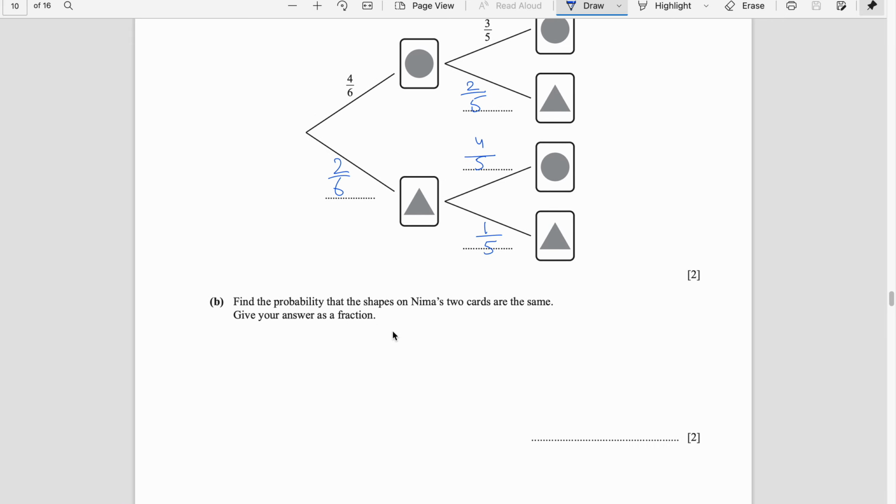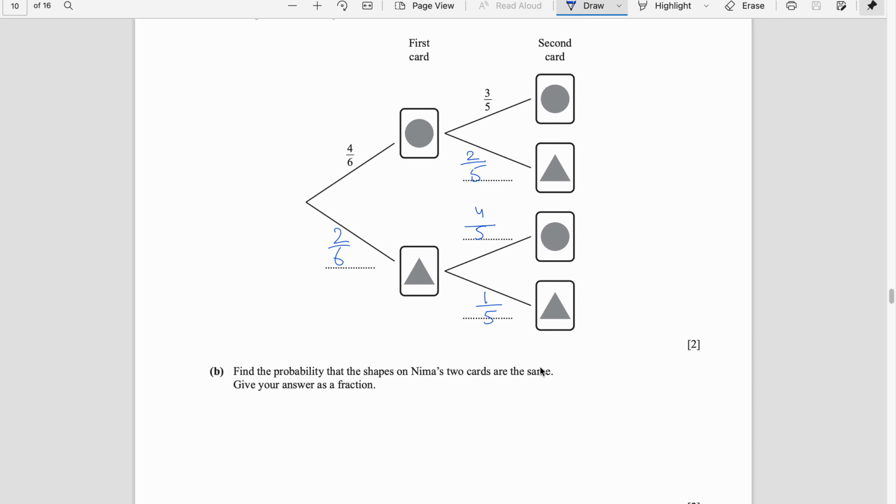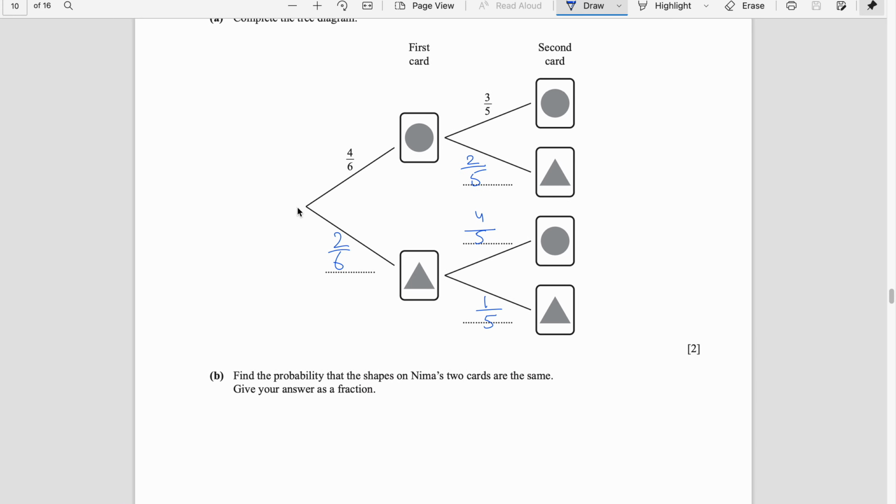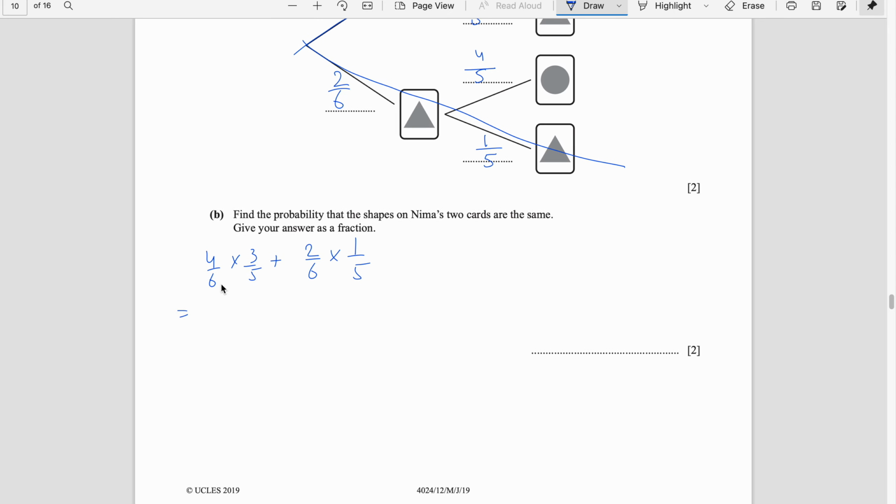Find the probability that the shape on Nima's 2 cards are same. So same shape is, 1 is this shape, second is this. So 4 by 6 into 3 by 5 plus 2 by 6 into 1 by 5. Along the branch, it is multiplied. Across the branches, they are added.